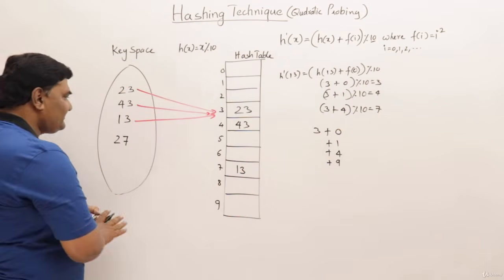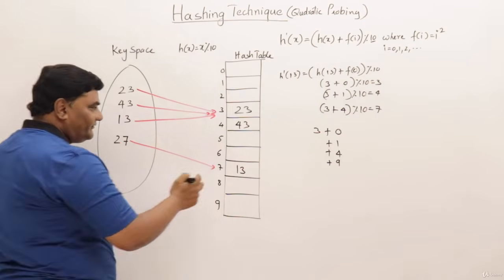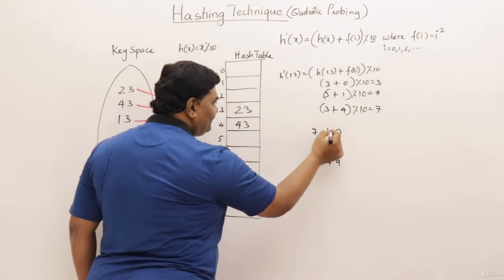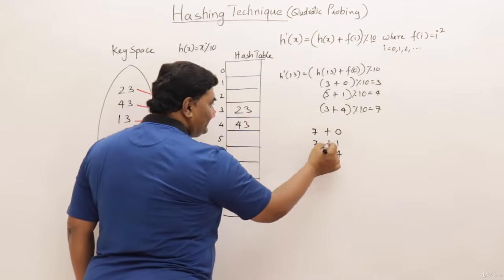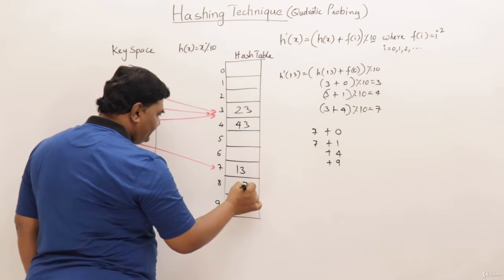Now I have one more last element, 27. This will be mapped here, but there is a collision. First with 0 it will be a collision. This will be 7, and plus 0 it is a collision. Then 7 plus 1, 8. It is stored at 8. So 27 is stored at 8.